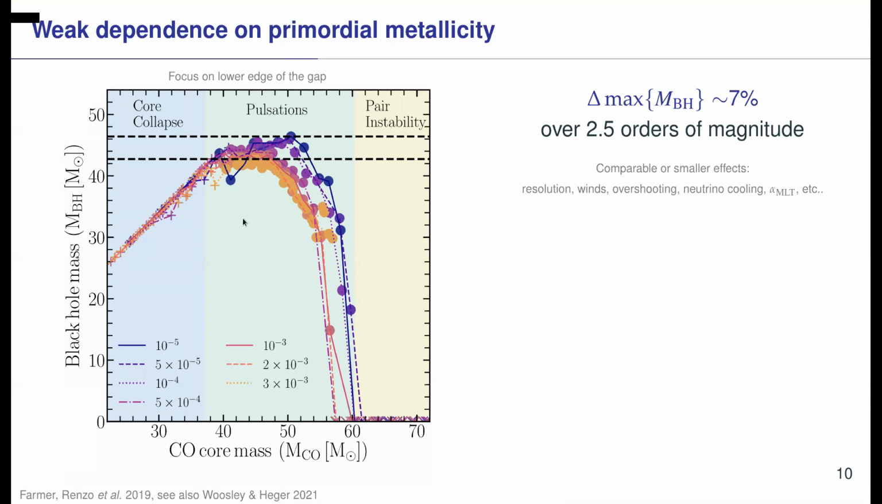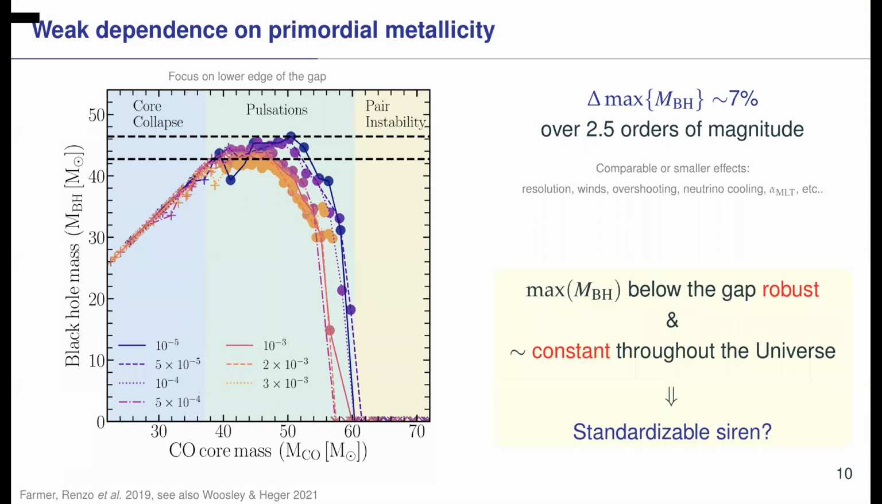And over such a wide range of metallicities, the maximum black hole mass below the gap is varying by only 7%. And so this is interesting because it means it might be possible to standardize the maximum black hole mass below the gap and use it as a standard siren, like we use standard candles for the supernova 1As, and do cosmology with these. This, of course, requires that the pair instability gap that is predicted doesn't get too polluted.